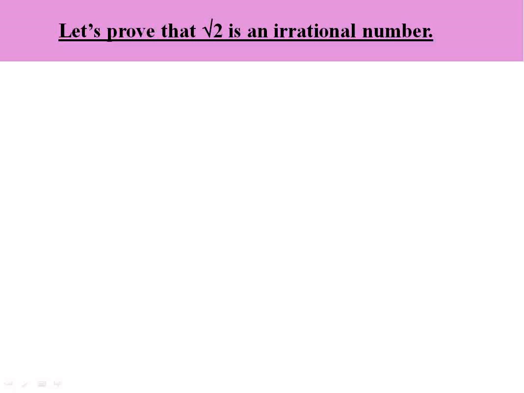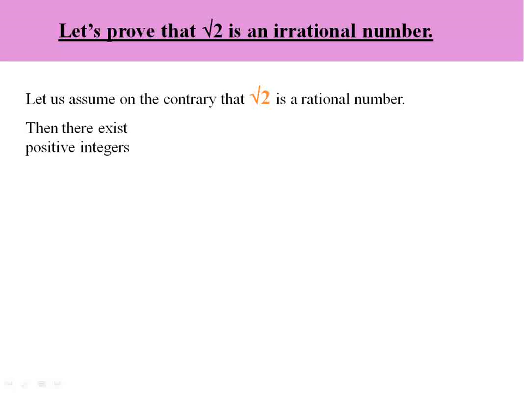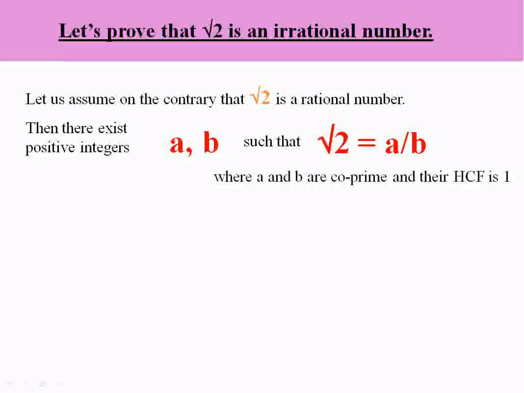Let's take some problems. Let's prove that root 2 is an irrational number. Let us assume on the contrary that root 2 is a rational number to begin with. Then there exist positive integers a and b such that root 2 is equal to a divided by b, where a and b are co-prime and their HCF is 1. So we begin with root 2 is equal to a divided by b.